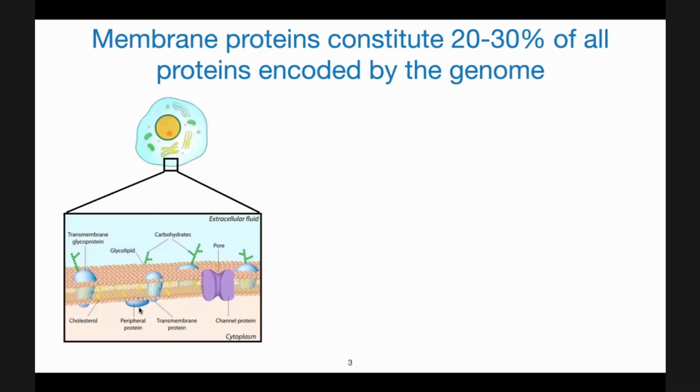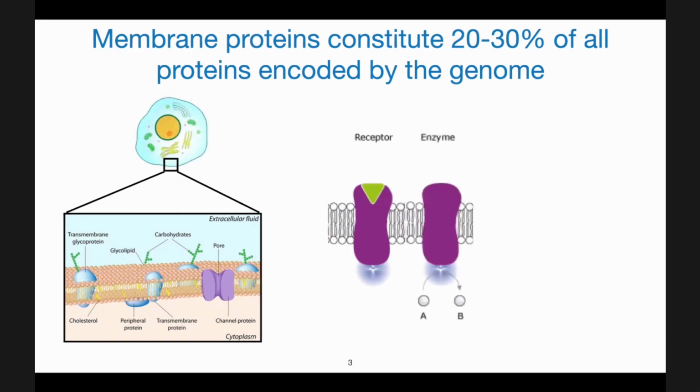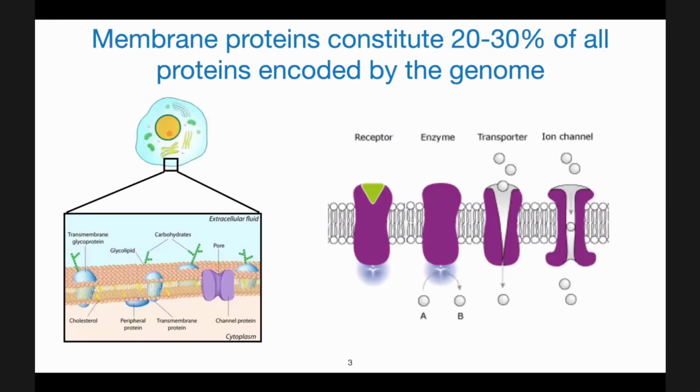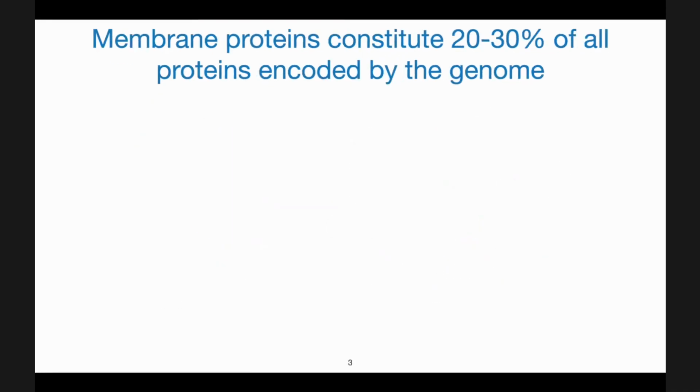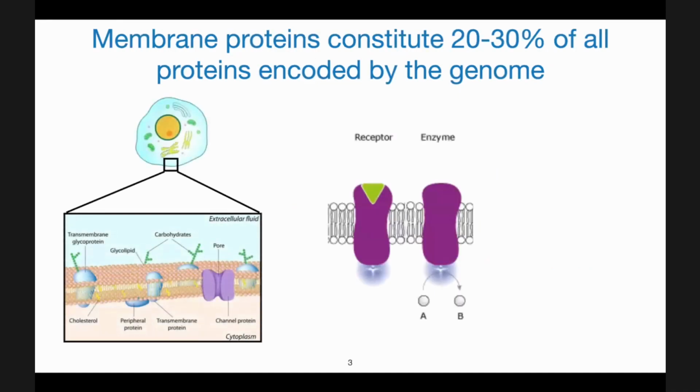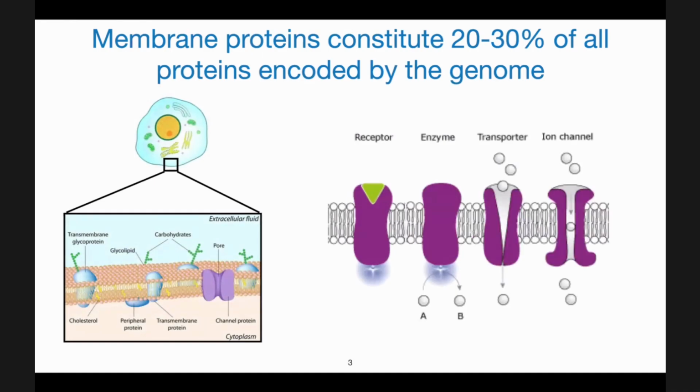My major focus has been on integral membrane proteins, and these could be receptors, taking the signal from the external side and transferring it to the internal side. They could be enzymatic in nature and catalyze a reaction in the cytosol, or they could be transporters or ion channels, moving solutes across the membrane. And the good thing about ABC transporters is that they can fall into all these categories: receptors, enzymes, transporters, and ion channels.